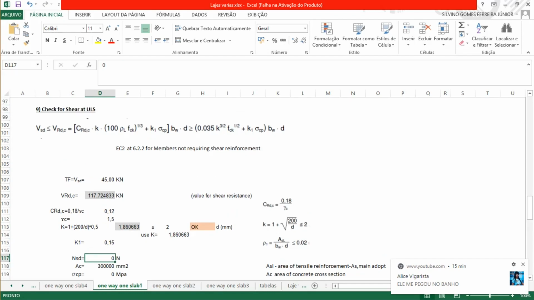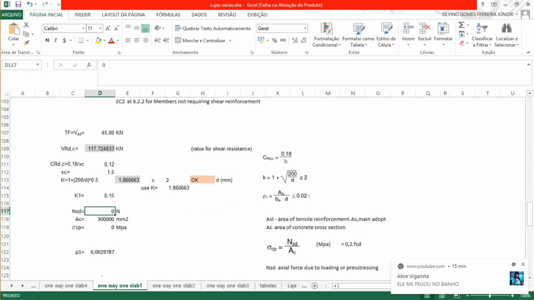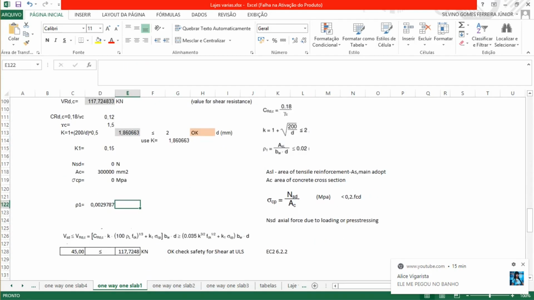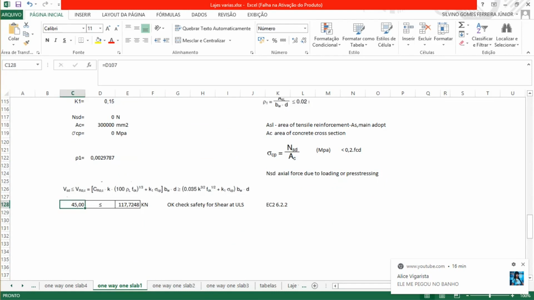The rho, for example, here is calculated from this equation, the main reinforcement divided by b multiplied by d. It has to be smaller or equal to 0.02. When we make this calculation, it gives us 0.0029, which checks the equation, 0.02. So it's okay.